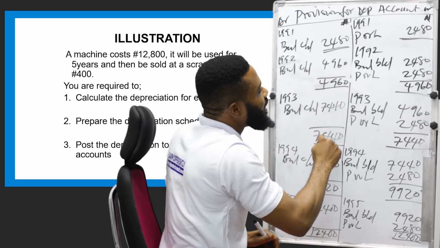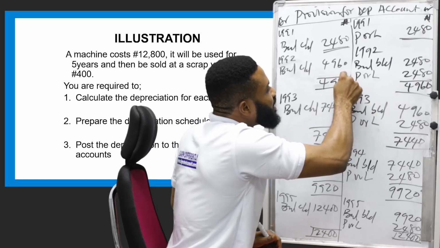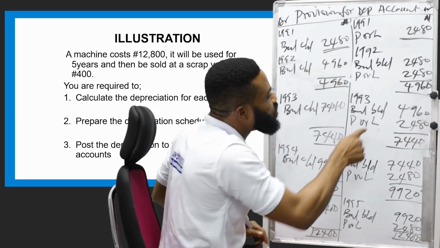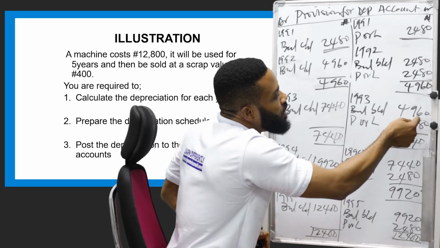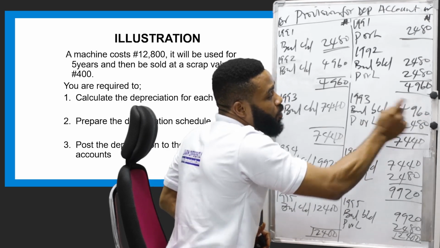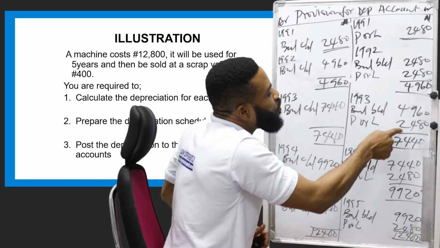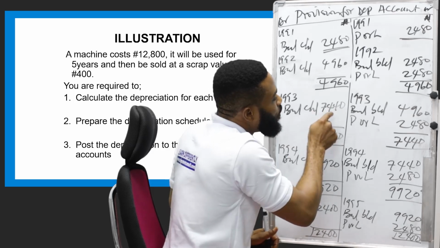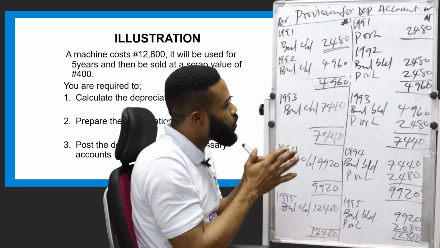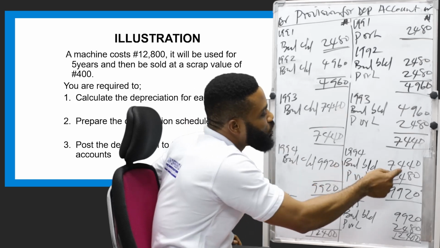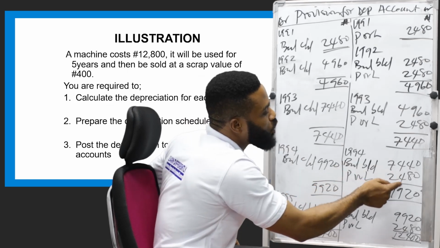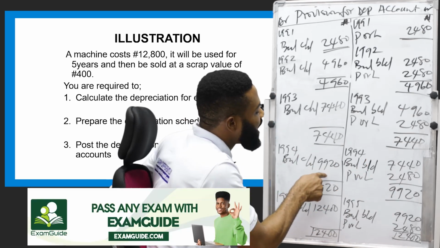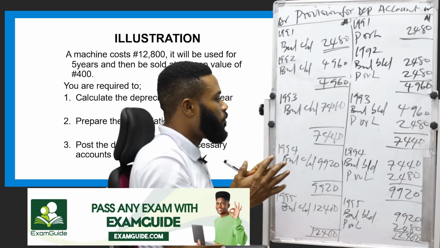Now for 1993, this value, that is the total of 1991 and 1992, will be brought down into 1993 to begin that year. This is the accumulated depreciation for 1993. Then when you add the one for 1993 to it, you have 7440. This 7440 is the accumulated depreciation you have for 1993. Bring it down to 1994. You add the depreciation for that year to it to get 9920. This 9,920 is the depreciation for that year.